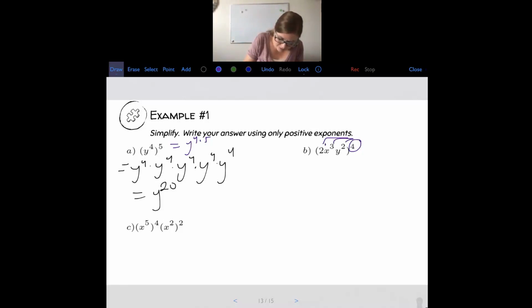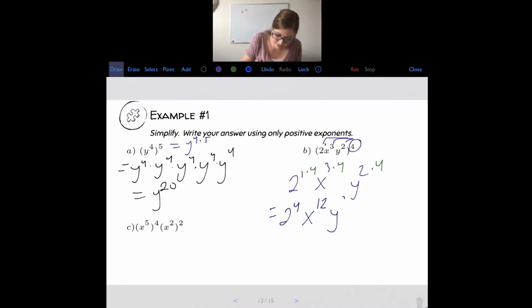So this is going to be 2 to the 1st times 4, x to the 3rd times 4, y squared times 4. And now we simplify. Okay, so this is 2 to the 4th, x 3 times 4 is 12, y 2 times 4 is 8. Okay, and then 2 to the 4th, 2 times 2 times 2 times 2 is 16. So we're getting 16x to the 12th, y to the 8th for our final answer.